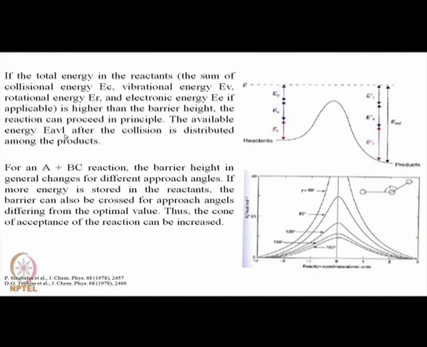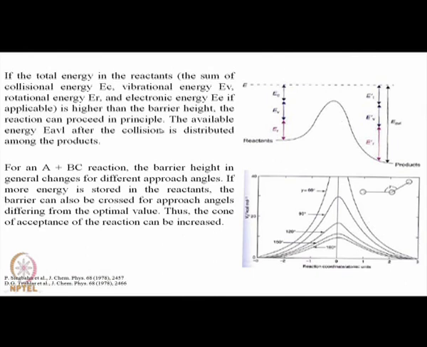So, the available energy AVL after collision is distributed among the products. So, this amount of energy is distributed among the products. So, this is your initial, this is your final. Okay. So, this is the reactant side, this is the product side. Okay. So, this means if this sum is more than this side, then the reaction can proceed in principle, but if it is less, then in principle the reaction may not be possible.